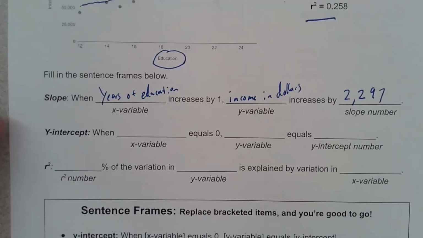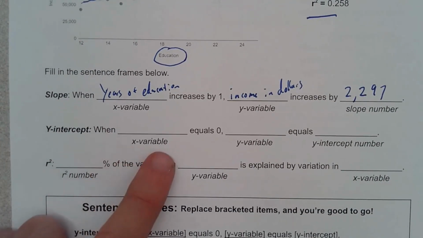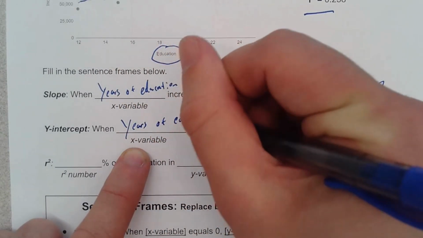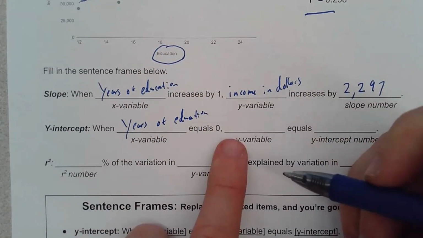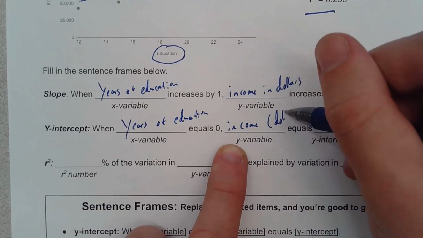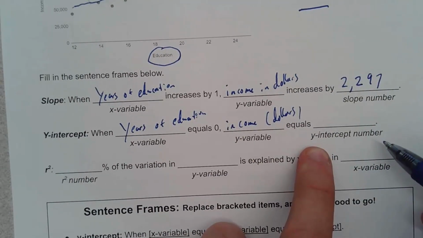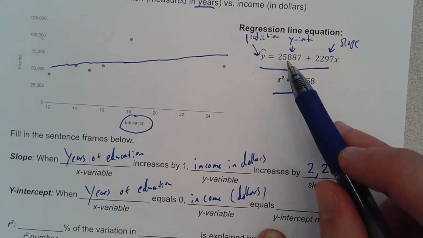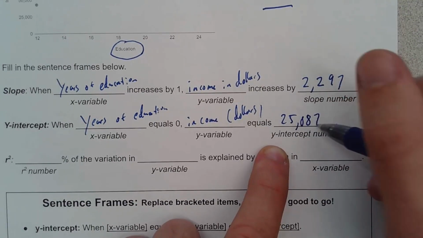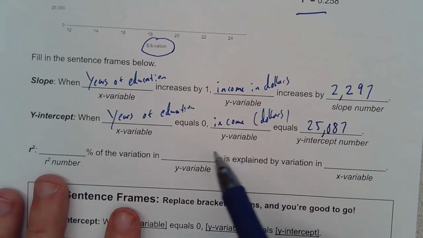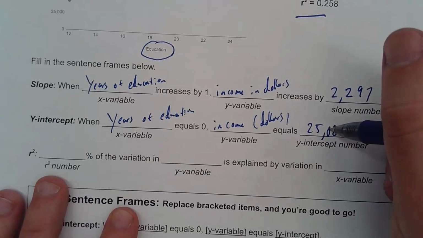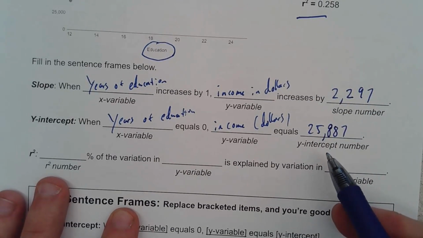There we go. Okay. Y-intercept. When my x variable, years of education, equals 0, my y variable, income in dollars, equals my y-intercept. My y-intercept is 25,887. So this means if I have no years of education, this is the income that I would be predicted to make.